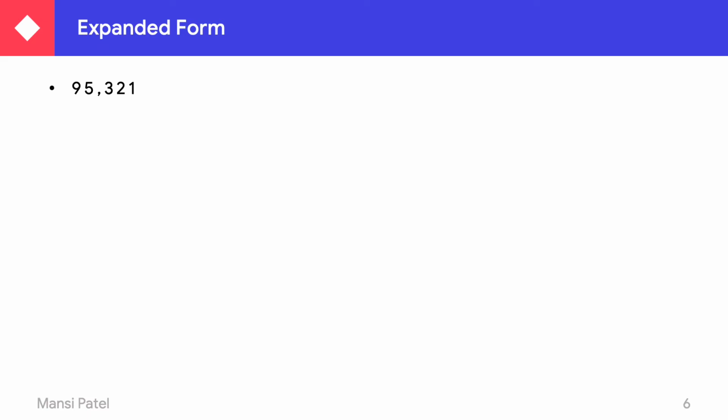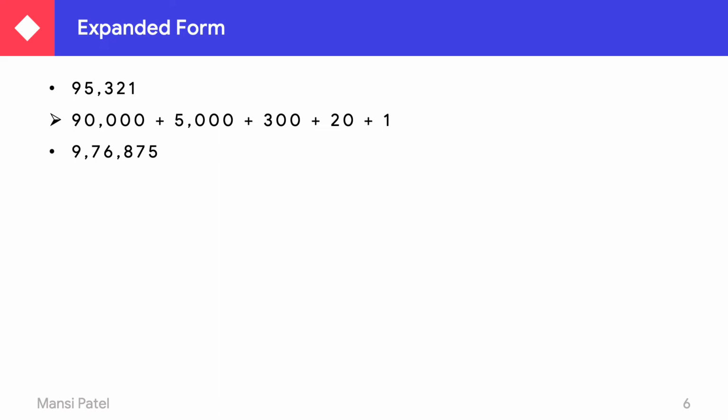So we can say 9 is in the place of 10,000. So we have to write down 90,000 plus 5 in the place of 1000. So we have to write down 5,000 plus 3 in the place of hundreds. That's why 300 plus 20 plus 1. So we can say 90,000 plus 5,000 plus 300 plus 20 plus 1. This is the expanded form of 95,321.